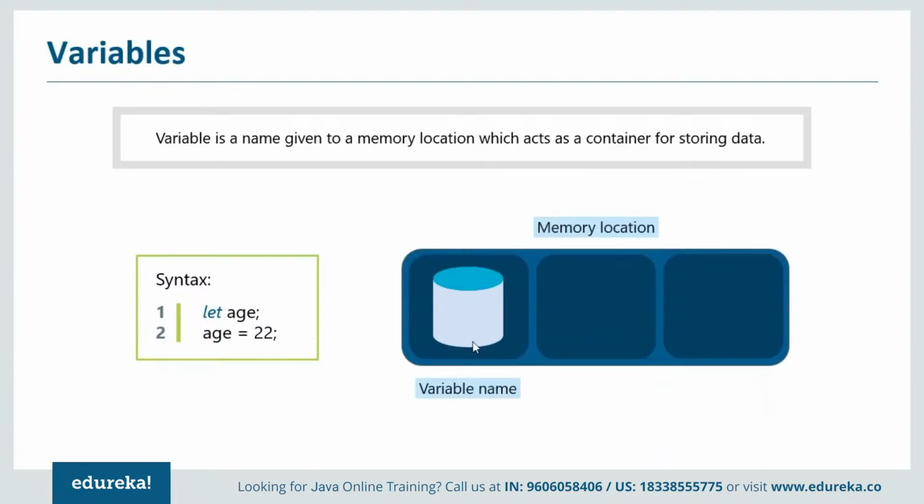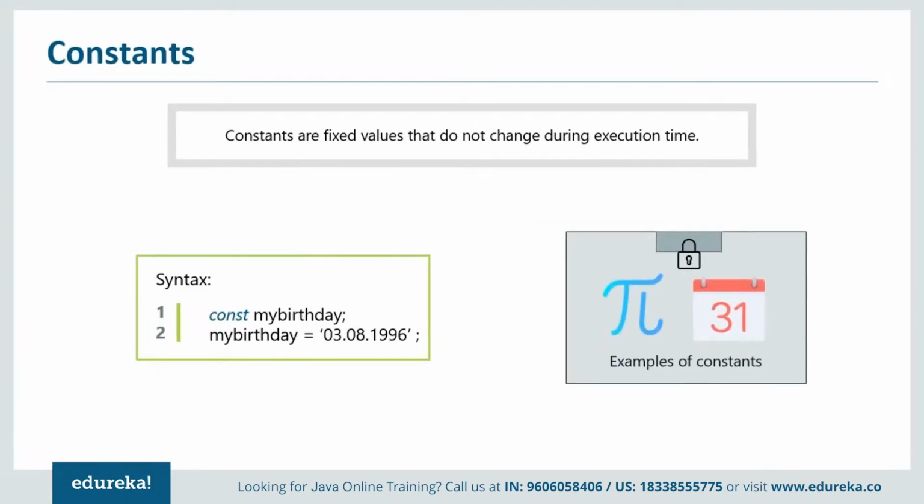Now let's perform this practically so that you understand it better, which is constants. So what are constants? Constants are fixed values that do not change during execution time. Now there are times when we don't want the value of a variable to change because it might disrupt the whole workflow. In such situations, we make use of constants instead of variables. Here you can see the syntax of constants. In order to declare a constant, you use the keyword const.